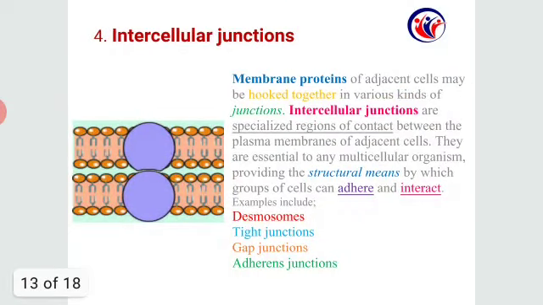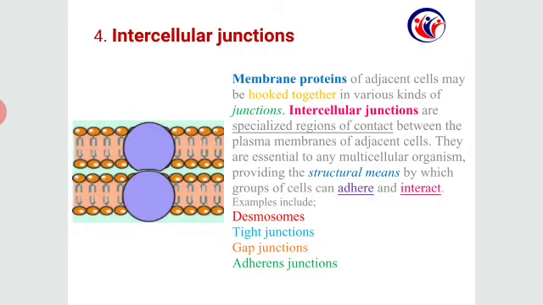The fourth function of the plasma membranes is intercellular junction. Membrane proteins of adjacent cells may be hooked together in various kinds of junctions. Look at a junction. What's a junction? Where two roads meet. So that point of meeting becomes a junction. It could be a T junction or a Y junction. So using that English word, relate to what is happening. Look at the drawing. The two proteins lie side by side and then they form a junction.